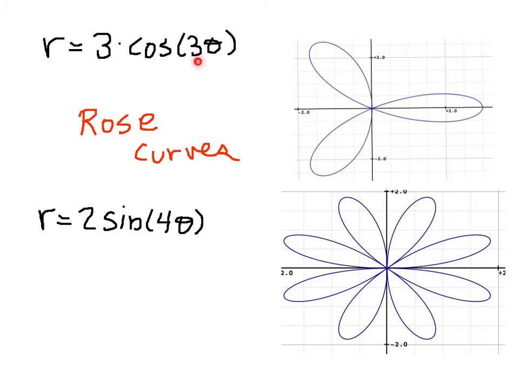If the coefficient is odd, how many petals do you think you'll have? And if the coefficient is even, how many petals do you think you'll have? Why don't you test your hypotheses by pulling out your Inspire and checking it out.